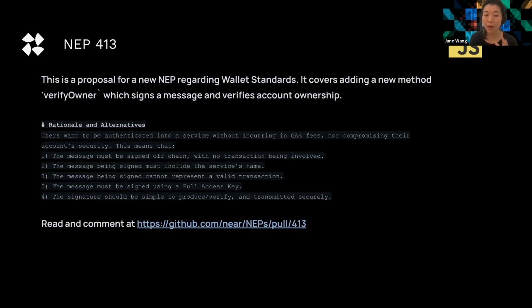But there's a lot of comments. So if you're building a wallet, or if you care about the interface to a wallet, you should definitely comment on this on GitHub. There's something else I want to say about this. If you're a wallet builder, once this NEP goes through the voting process and becomes a formalized interface, it is asked that you also support it in your wallet, so you can have a verifyOwner method. And by the way, I think it's already implemented in the wallet selector ahead of the NEP.